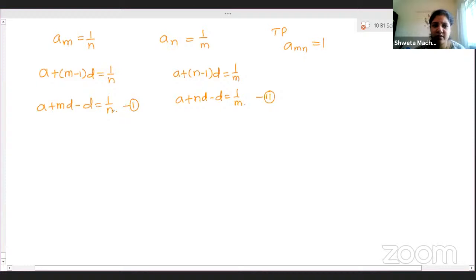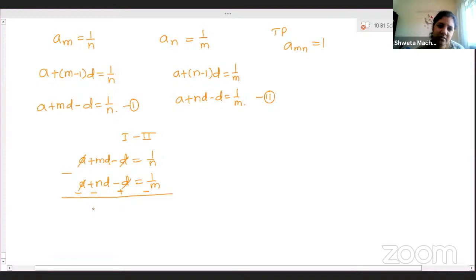Now we have to solve these linear equations. We have to remove a, so subtracting 2 from 1. So it is a plus md minus d is equal to 1 by n, and a plus nd minus d is equal to 1 by m. So we have to do subtraction. This is minus, this is minus, this is plus, this is minus. A minus a cancels, minus d plus d also gets cancelled. So what is left here? md minus nd, that is m minus n into d.